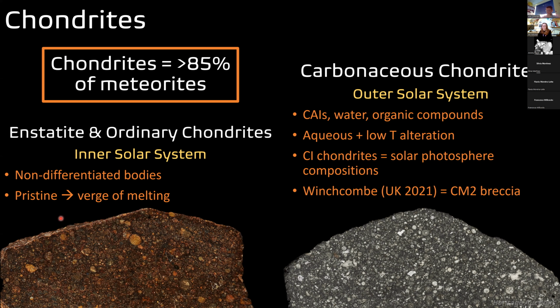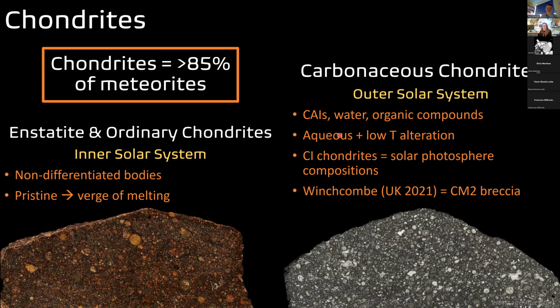These can be anywhere from completely pristine, where it's just chondrules loosely packed together, all the way through to the verge of melting. But in the outer solar system, it's a little bit more exciting. We get these carbonaceous chondrites, and these are where we find those CAIs, and you can see quite a few of them in this meteorite down at the bottom here, all those big white fluffy things. I think it's a CB3, so quite probably one of the older carbonaceous chondrites. And these record aqueous alteration.